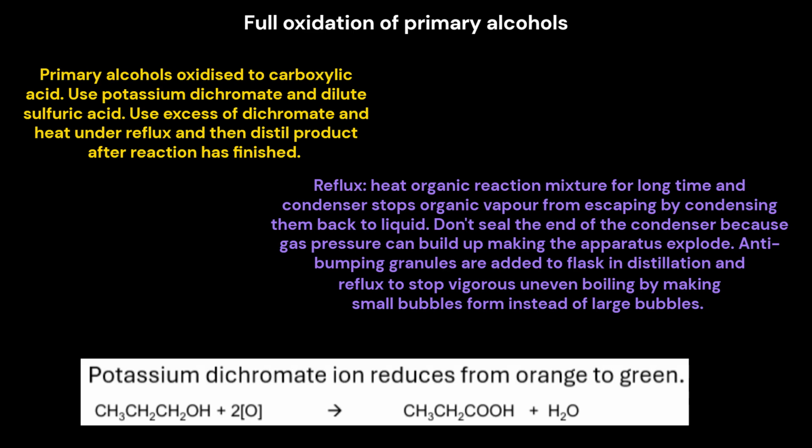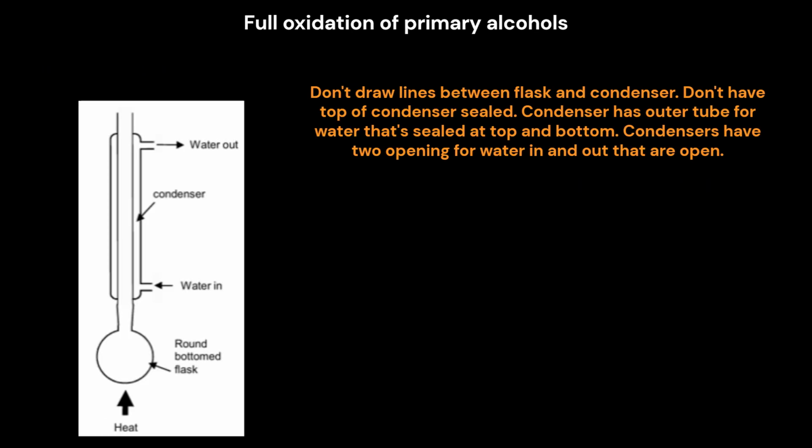Reflux. Heat the organic reaction mixture for a long time, and the condenser stops organic vapor from escaping by condensing it back to liquid. Don't seal the end of the condenser because gas pressure can build up, making the apparatus explode. Anti-bumping granules are added to the flask in distillation and reflux to stop vigorous, uneven boiling by making small bubbles form instead of large bubbles.